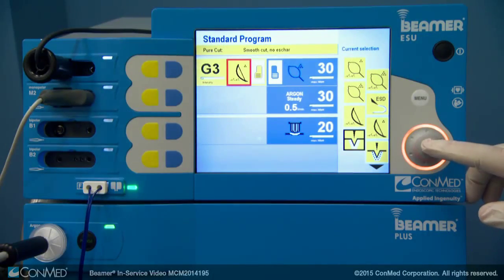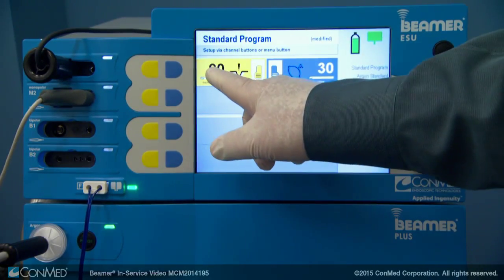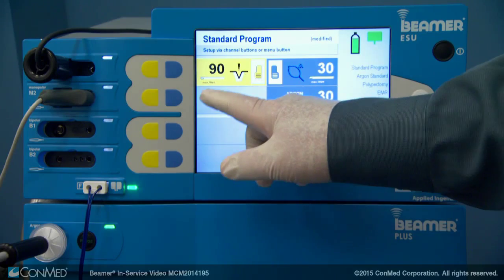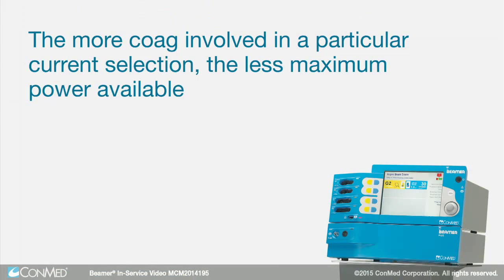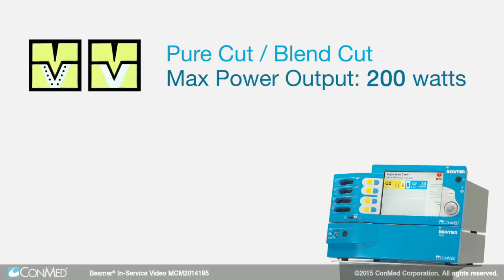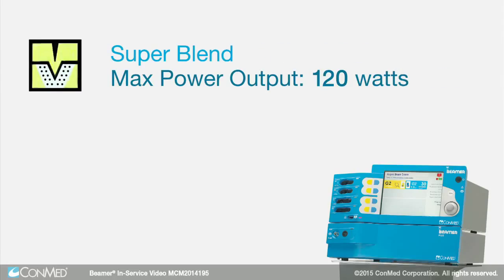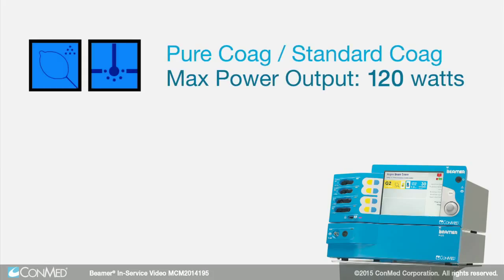The last thing to be aware of is the maximum power levels for each one of the modes. Generally speaking, the more coag involved in a particular current selection, the less maximum power available. The Pure Cut and Blend Cut have a maximum power output of 200 watts, whereas the Super Blend is limited to 120 watts. In the coag currents, the maximum is 120 watts for the Pure Coag and Standard Coag.